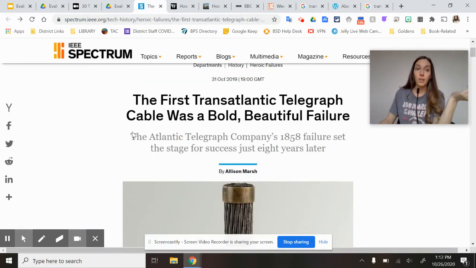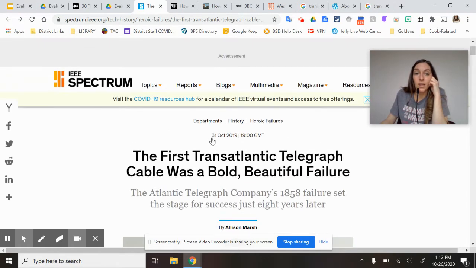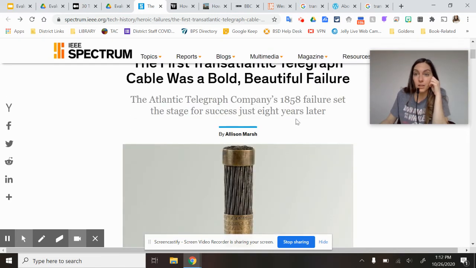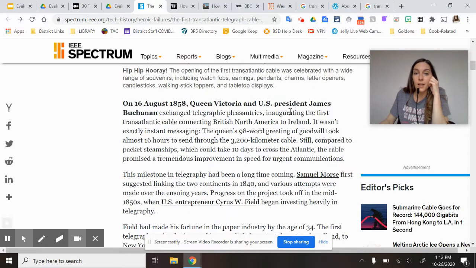So I know nothing about IEEE Spectrum. I don't know anything about the author, Allison March. So let's just go through the process of seeing, is this a valid source that I can trust? Looking at the date, one of the first things we see is the date, and it was published about a year ago, which is fine. That's great. At least it's not 10 years old. A year old is not that bad.